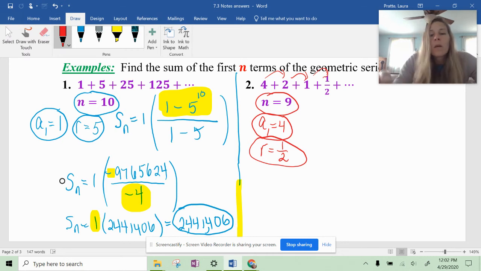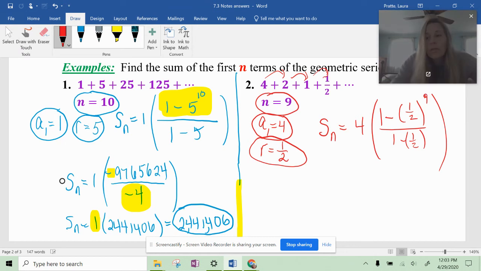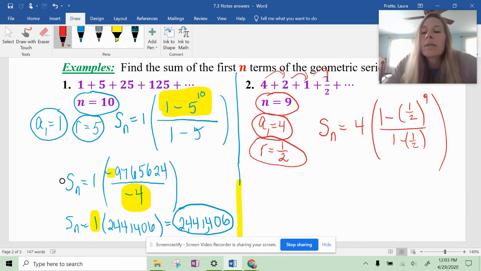So now when we plug into this summation formula, our number on the outside this time is a 4, and inside we have 1 minus the r value raised to 9, and then on the bottom 1 minus 1/2 again. Okay, so this one's not too bad. I mean, we do have a fraction there, but that's not the end of the world.